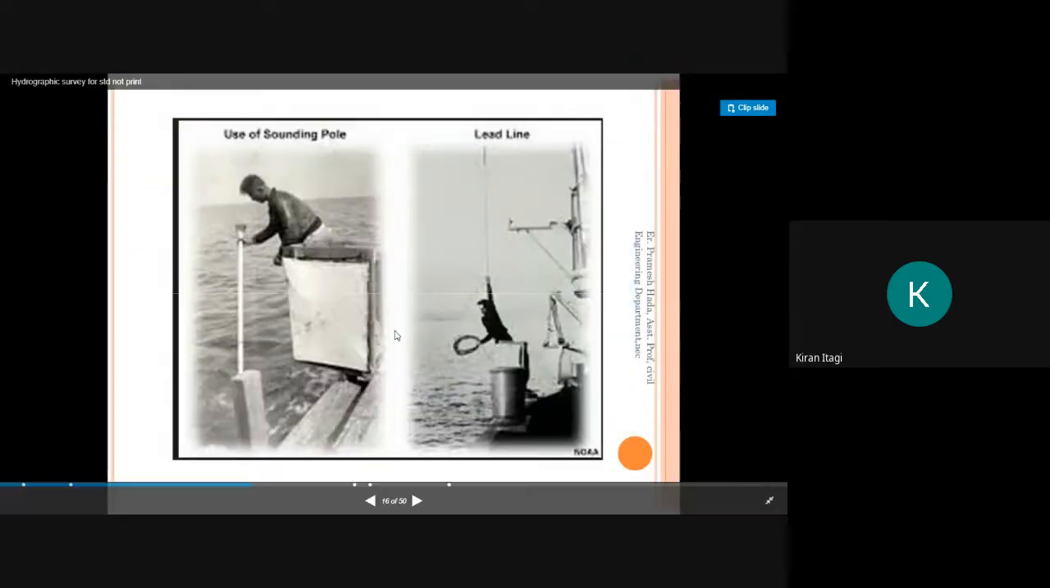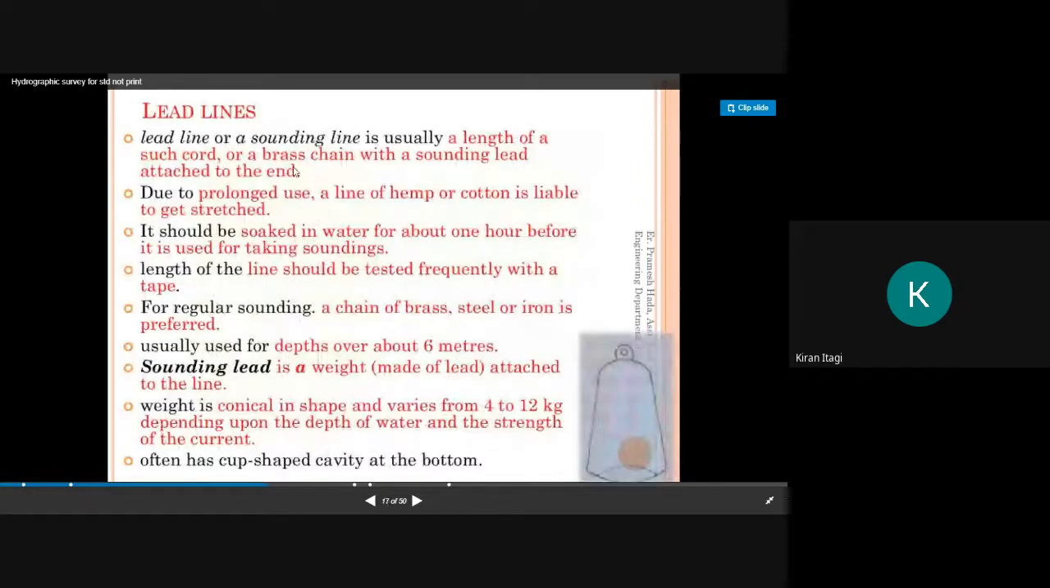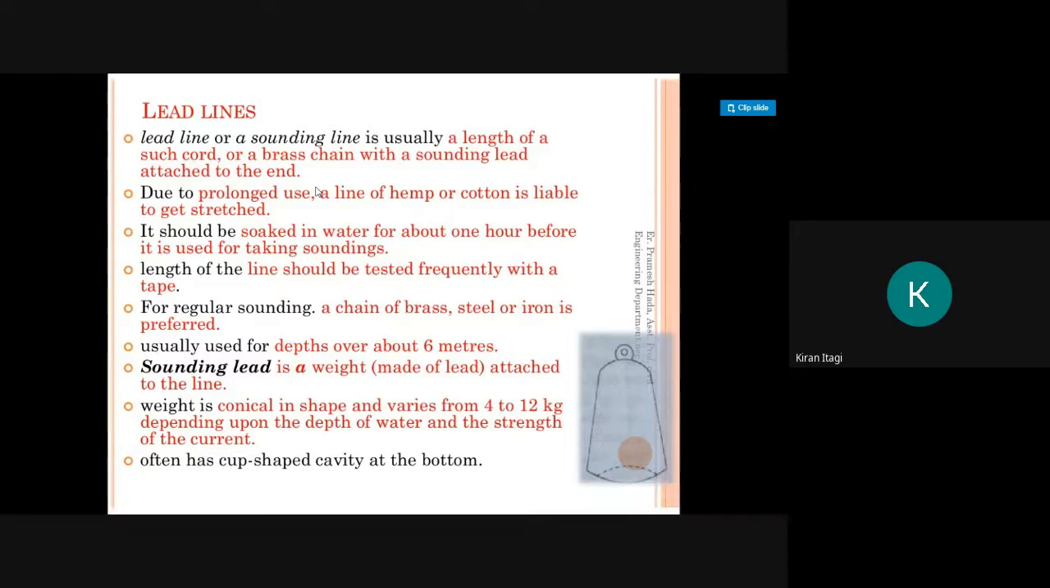So here you can see they are using the poles. In this figure they are using the poles. The next one is lead line. Lead line or a sounding line is usually a length of cord or a brass chain, with a sounding lead attached at the end. It is like your 30-meter chain and 20-meter chain.